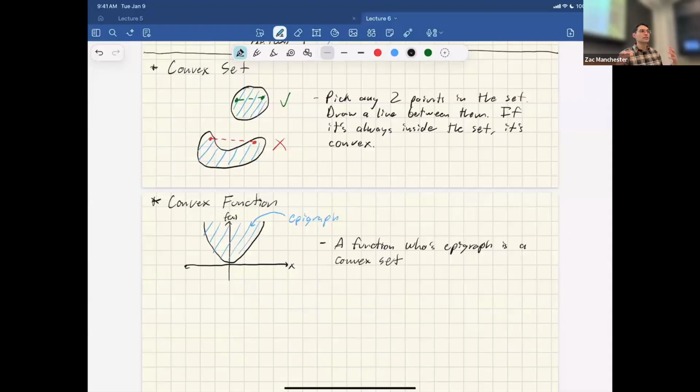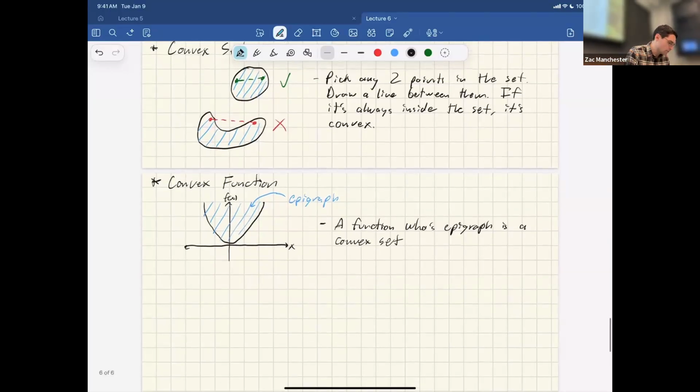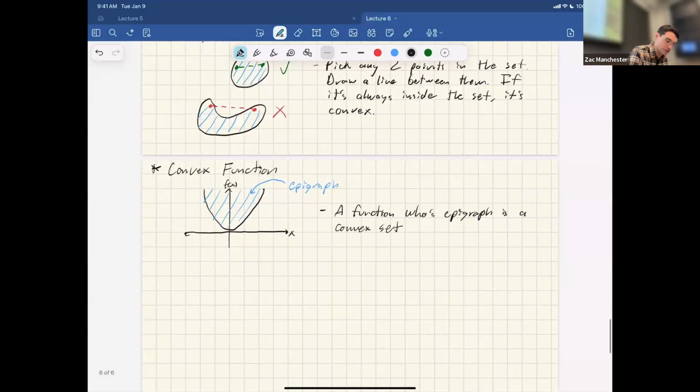So the classic prototypical example is a quadratic bowl. That's kind of the standard example. Quadratic functions are convex. Linear functions are also convex, right? Line, everything above the line. Cool. Okay, so those are the definitions we need.